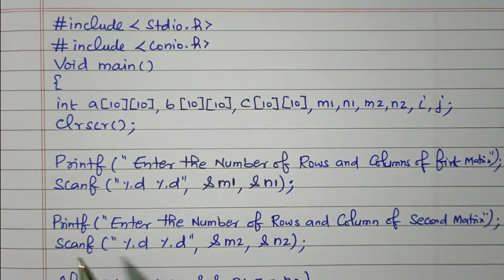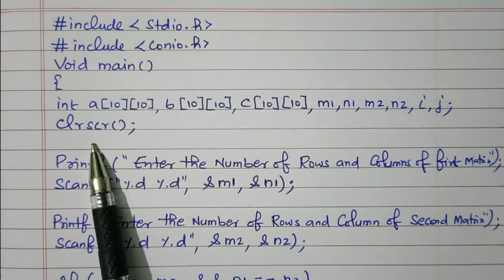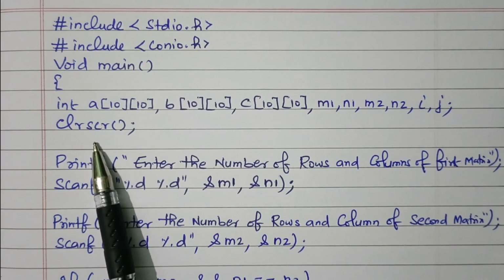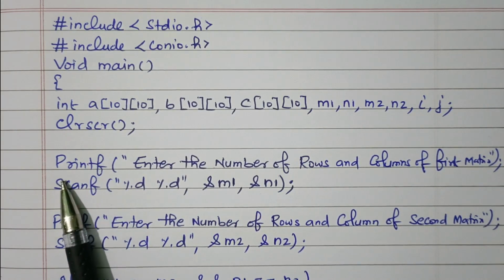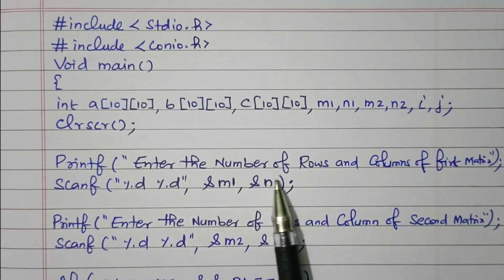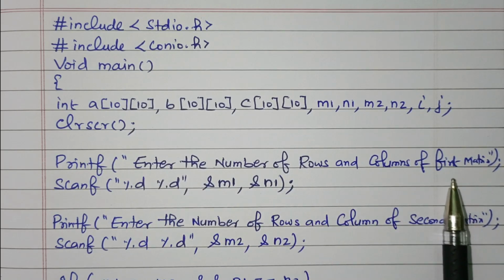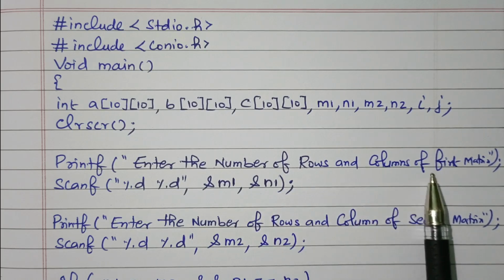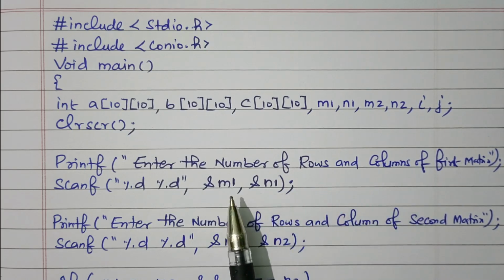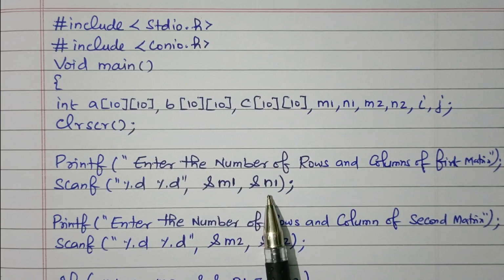So after declaring the variables, we can clear the screen in order to clear the previous content. Then we need to get the row size and column size of the first matrix and second matrix. So we need to print out, enter the number of rows and columns of the first matrix. We are asking the user to enter the row and column size of the first matrix. So the user will enter two data, row size and column size.